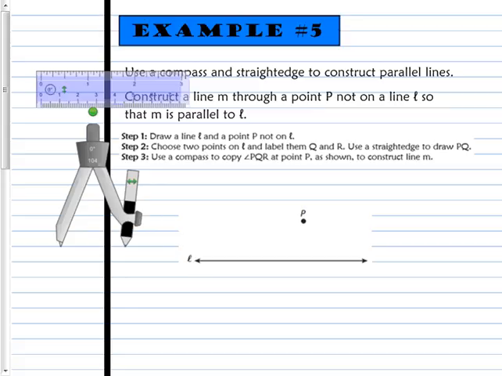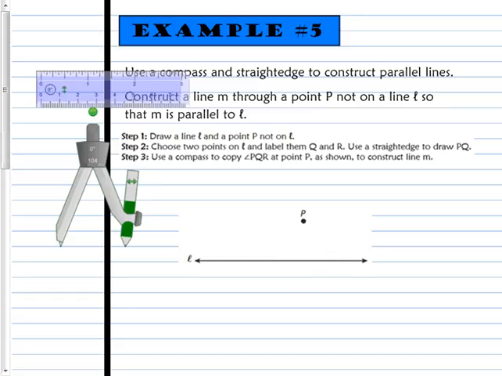So the first thing we have to do is draw a line L, and we're trying to construct parallel lines. So this is to draw a line L and point P not on L. So we already have our line, okay? And here's point P, and point P is not on L. If it was on L, it'd literally be on L, just like that, line L, but it's not. Okay, so that's step 1.